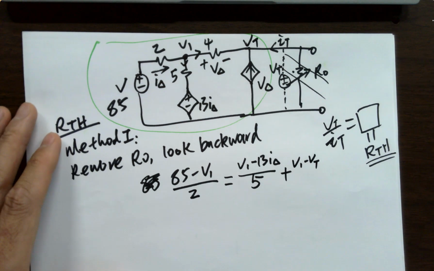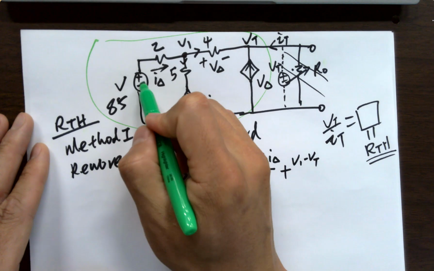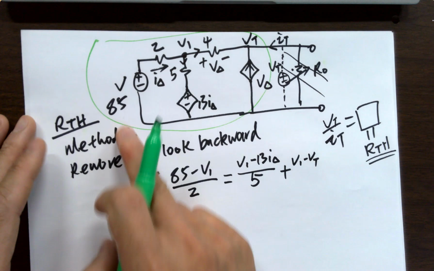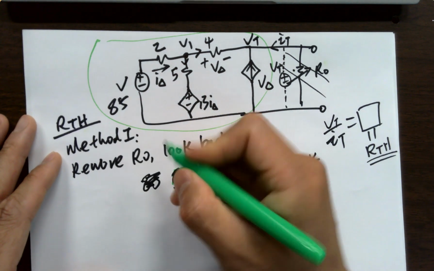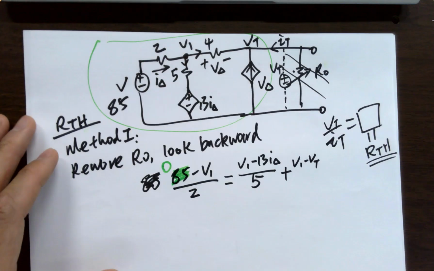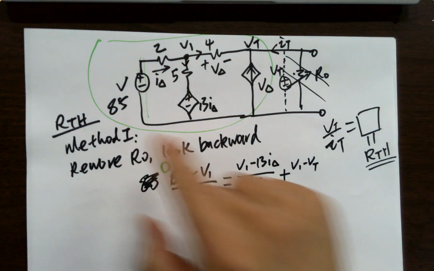Oh, sorry, I made a mistake. Because we are looking backwards, we should short this guy. Remember? We are doing RTH. This should be shorted. So no 85 anymore. It's going to be 0. So this is shorted. It's a wire. We are doing RTH. Ideal voltage sources should be shorted.